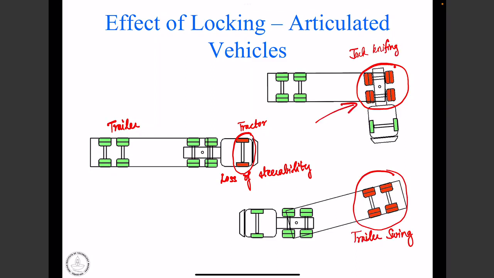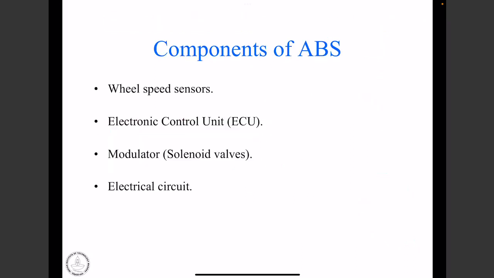This is why many standards will require that even if we go for limited ABS implementation, we want to ensure that we have the ABS ensuring that the rear wheel lock doesn't happen. So that's something which we need to be very careful about. All right. So that's what happens in single unit and articulated vehicles.